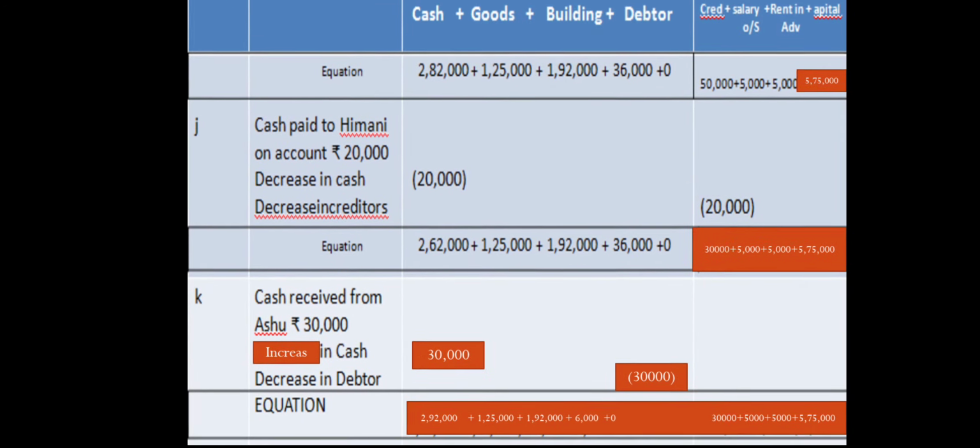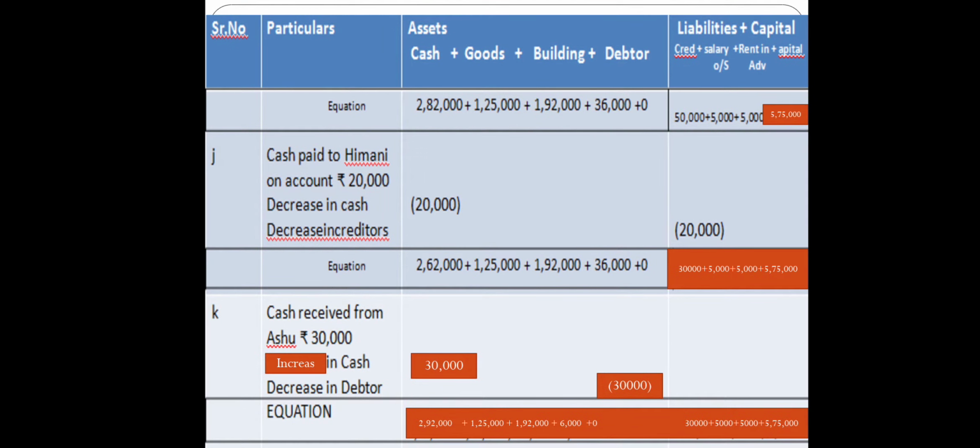And the last transaction is this, cash received from Ashu. Ashu is a person to whom we have sold goods, right? So now she is our debtor and the debtor is giving us back money. So here the effect will be that we are receiving cash, so cash increases, and at the same time our debtors decrease.